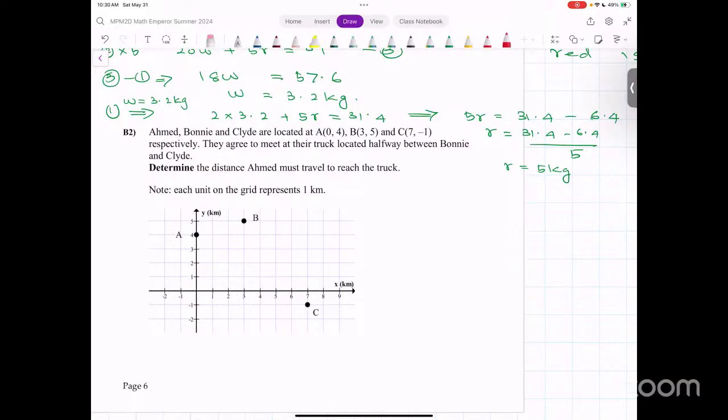All right. So let's see what's happening here. Ahmed is at 0, 4, and then 3 comma 5, 7 comma minus 1. They agreed to meet at a spot located halfway between Bonnie and Clyde. So halfway between Bonnie and Clyde means they just decided to meet here. So this is Ahmed. The question is asking the distance Ahmed must travel to reach this. That's what the question is.